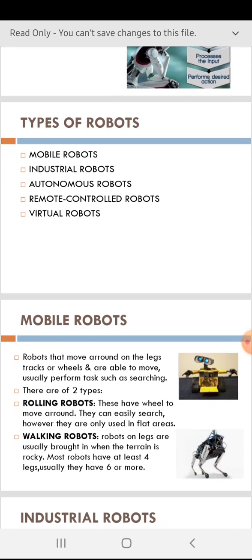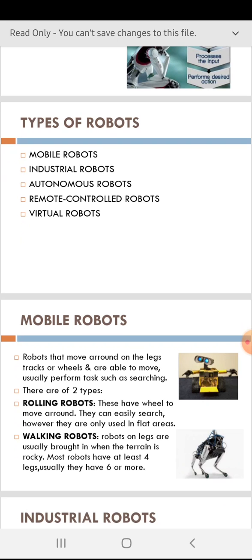Mobile robots move around on legs, tracks or wheels and usually perform tasks such as searching. There are 2 types of mobile robots: one is the rolling robot and the second is the walking robot. Now what is a rolling robot? These have wheels to move around. They can easily search, however they are only used in flat areas. They are not used in rough areas, whereas walking robots are used in rough areas.